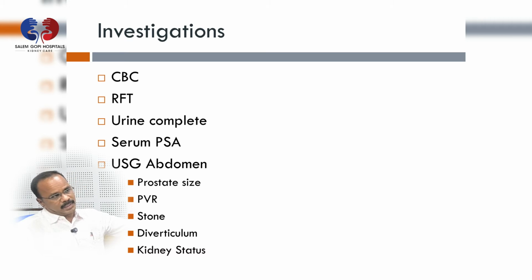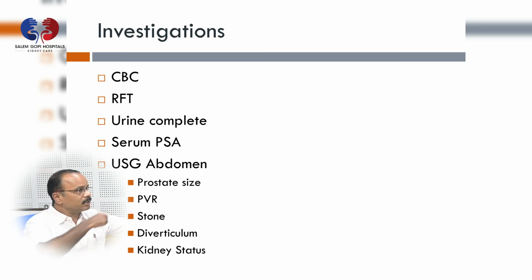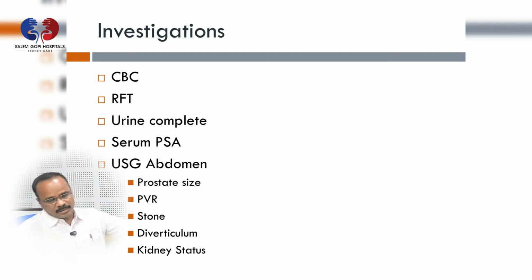So what are the tests to be done? The basic investigations: complete blood count, and kidney function test, of course, because prostate enlargement causes renal failure. So you want to know the kidney function, urea, creatinine, and urine complete, to know whether the urine is getting infected or not. Another very important investigation is serum PSA. It's a simple blood investigation to show whether your prostate is normal or getting cancer. If the PSA is rising more than 4 nanogram, you have to be alert. You have to do some investigation to rule out prostate cancer.